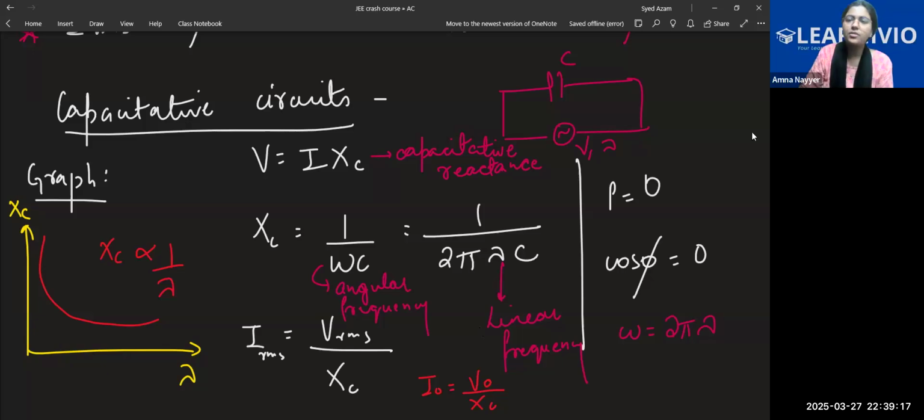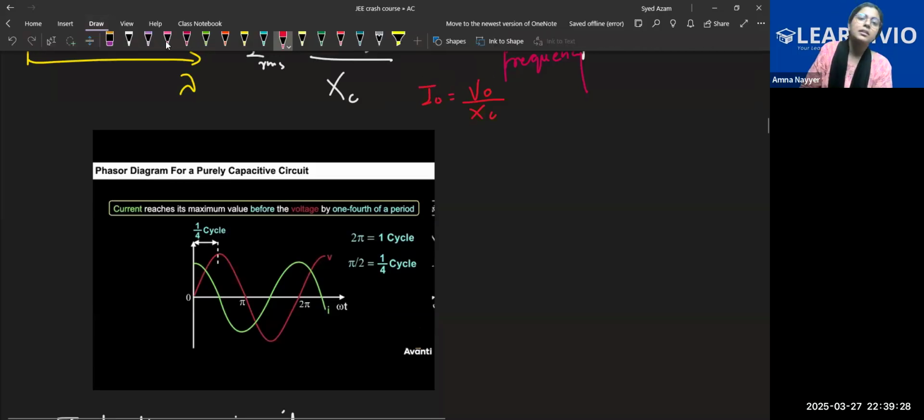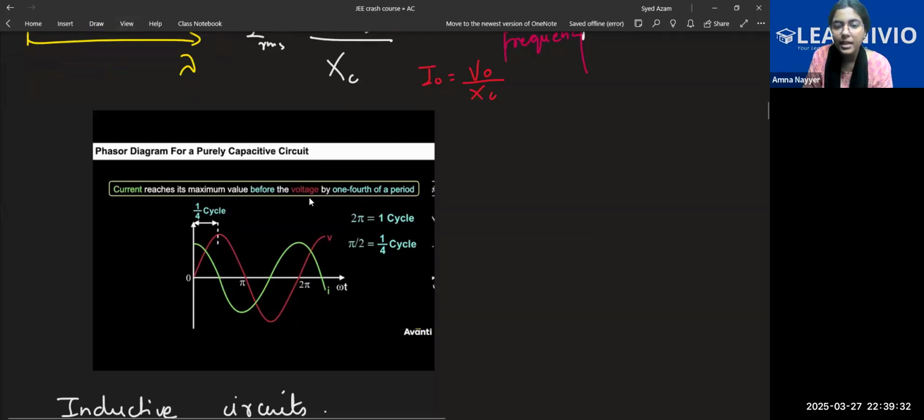This is your circuit of capacitance. So this is the phasor diagram for a purely capacitive circuit. What you have to remember, current reaches its maximum before the voltage by 1/4 of a time period. Basically, see, this is the current. So current is already high. Current has already reached 90 degrees when the voltage has just started moving, right?